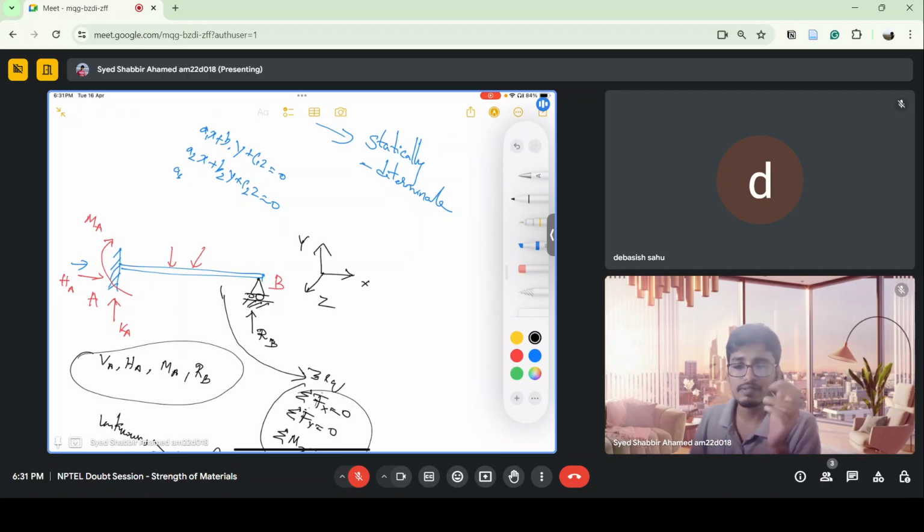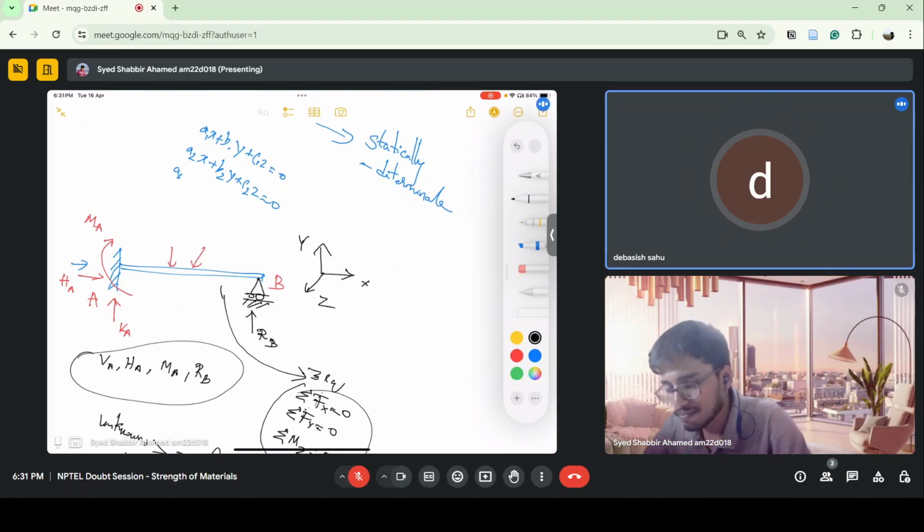But in terms of analysis, it is difficult to analyze these statically indeterminate structures, because simply using the equilibrium equations, we cannot solve for these unknowns. So we have to get extra conditions, then we can do the analysis.